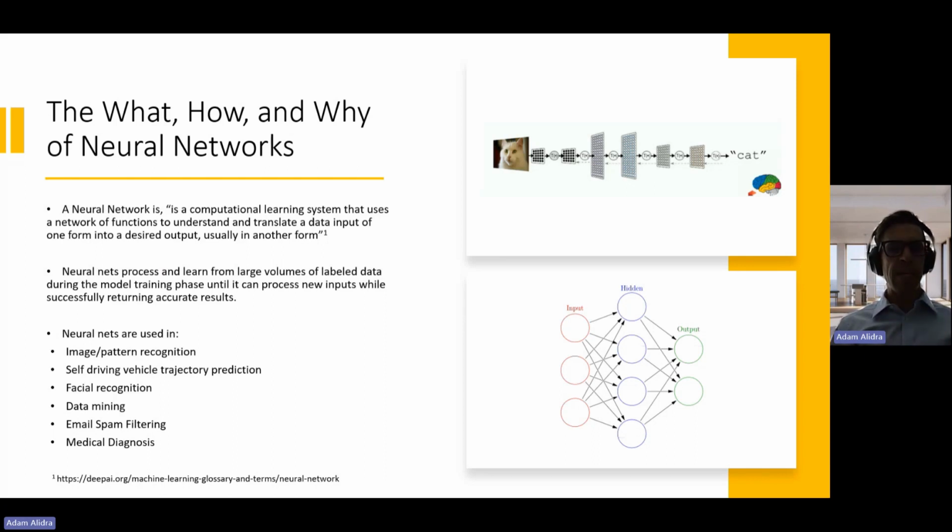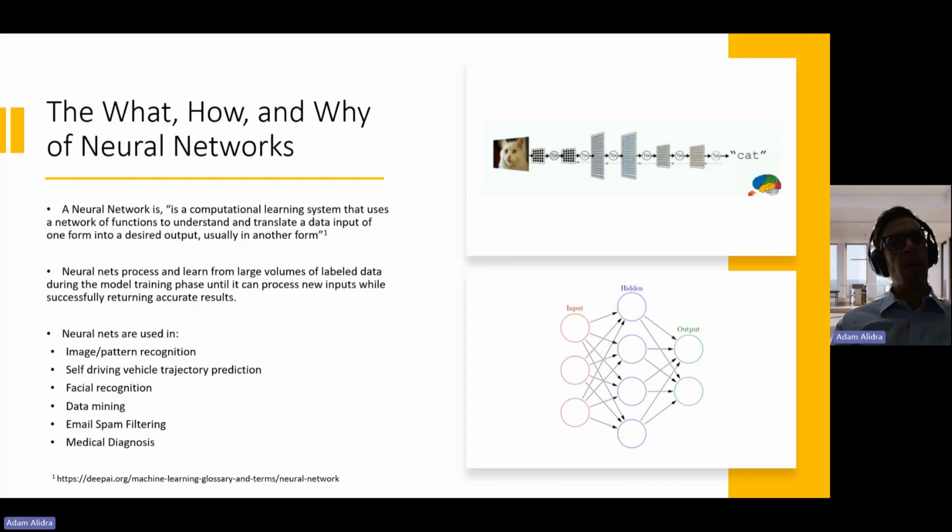So the idea is the more examples and the variety of those examples that are inputted into the program, the more accurate the results typically become because the program learns based off of that empirical data. A good way to illustrate all of this and really make it real is by taking a look at the image on the top right, where you have a cat and you have all of these layers between the image of the cat and the word cat.